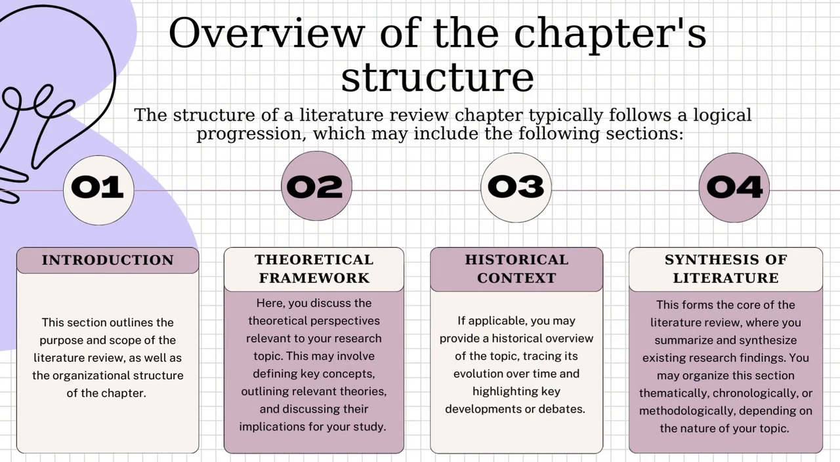Overview of the chapter's structure. The structure of a literature review chapter typically follows a logical progression, which may include the following sections. First section is Introduction. This section outlines the purpose and scope of the literature review, as well as the organizational structure of the chapter.